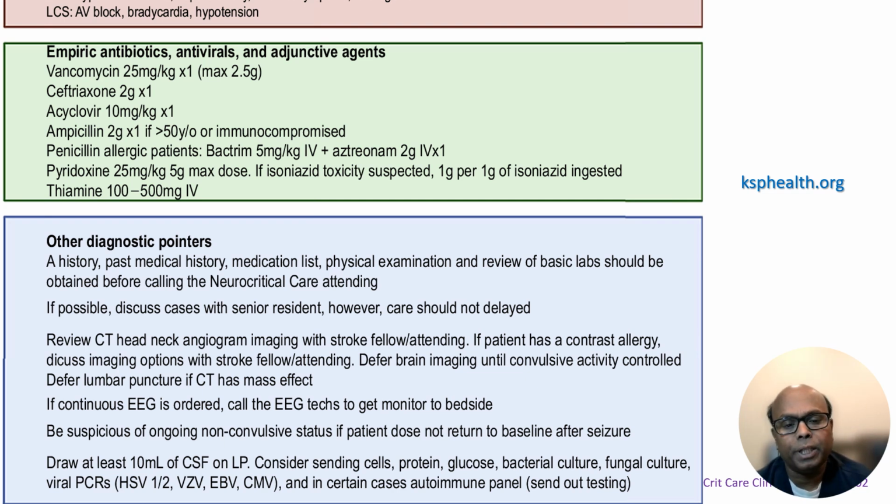During this time, history, past medical history, and thorough examinations need to be done. Discuss with a senior resident or other senior attendings. Review the CT head, CT angiogram, and follow with the stroke team. Continuous EEG needs to be ordered and checked with the neurologist. When you do the spinal tap, draw at least 10 ml of spinal fluid. Consider sending for cells, protein, glucose, bacterial culture, and fungal culture. Make sure you send a meningitis panel that often includes herpes, varicella zoster, Epstein-Barr, and CMV. In certain cases, an autoimmune panel needs to be sent.